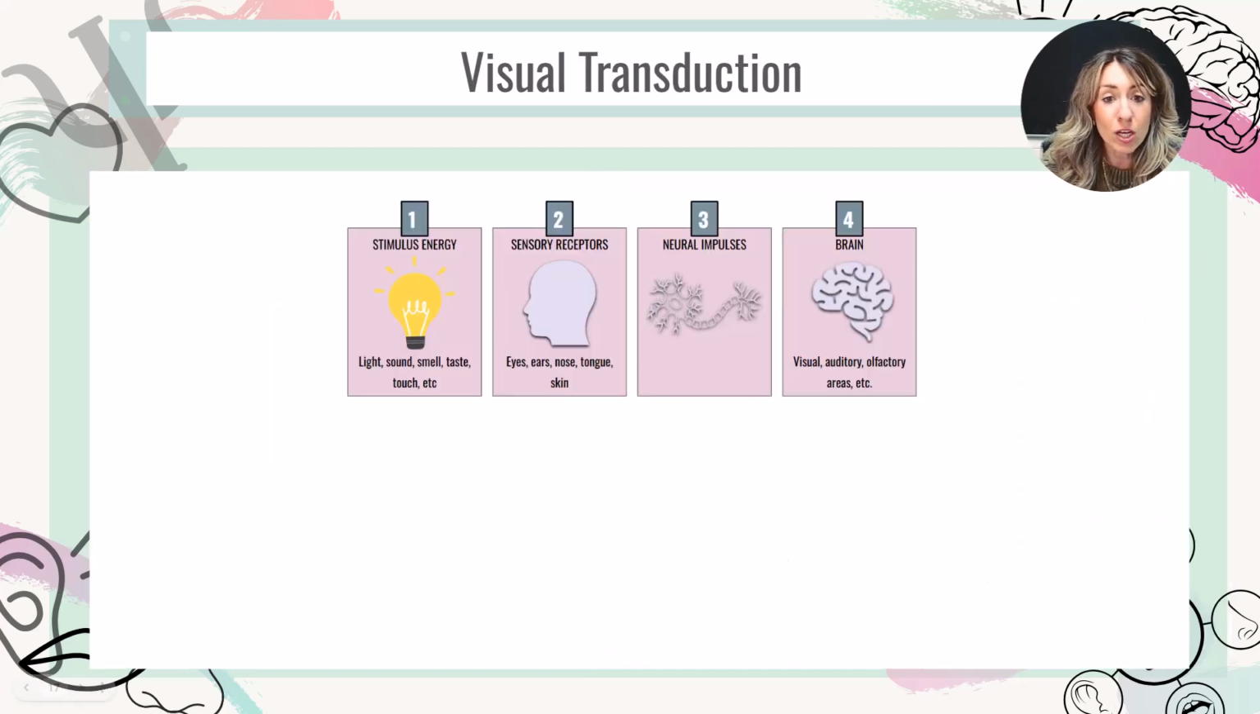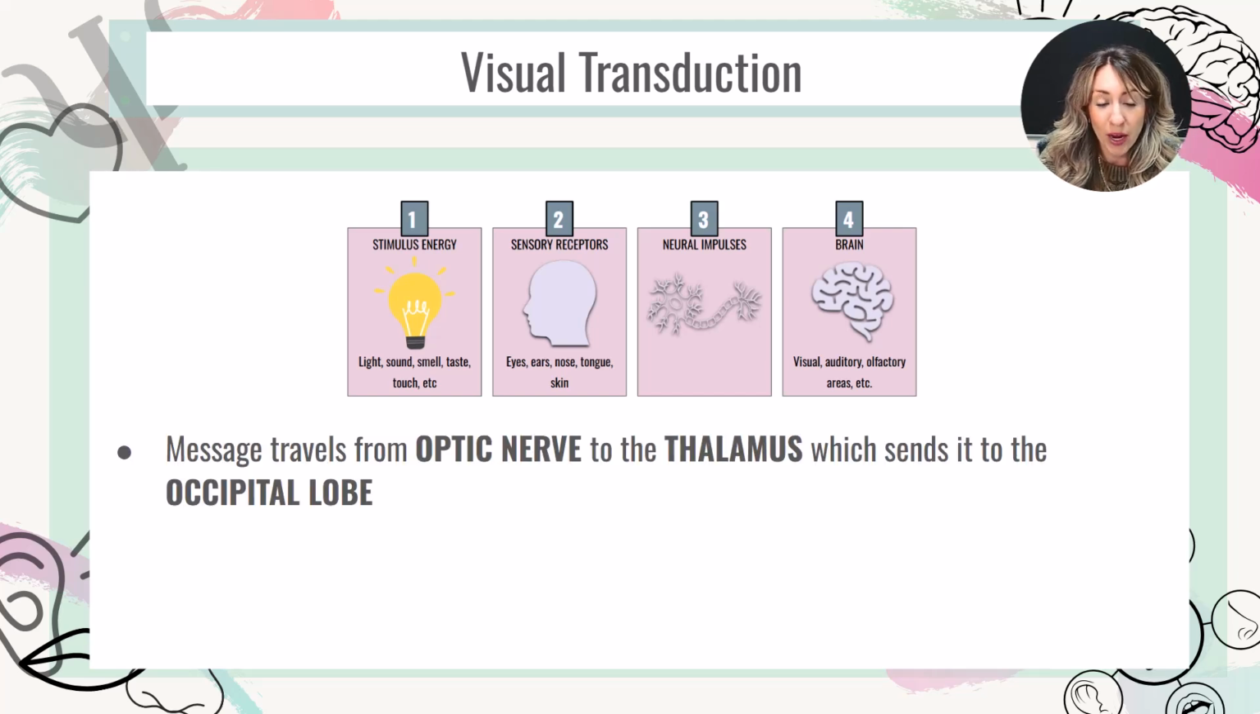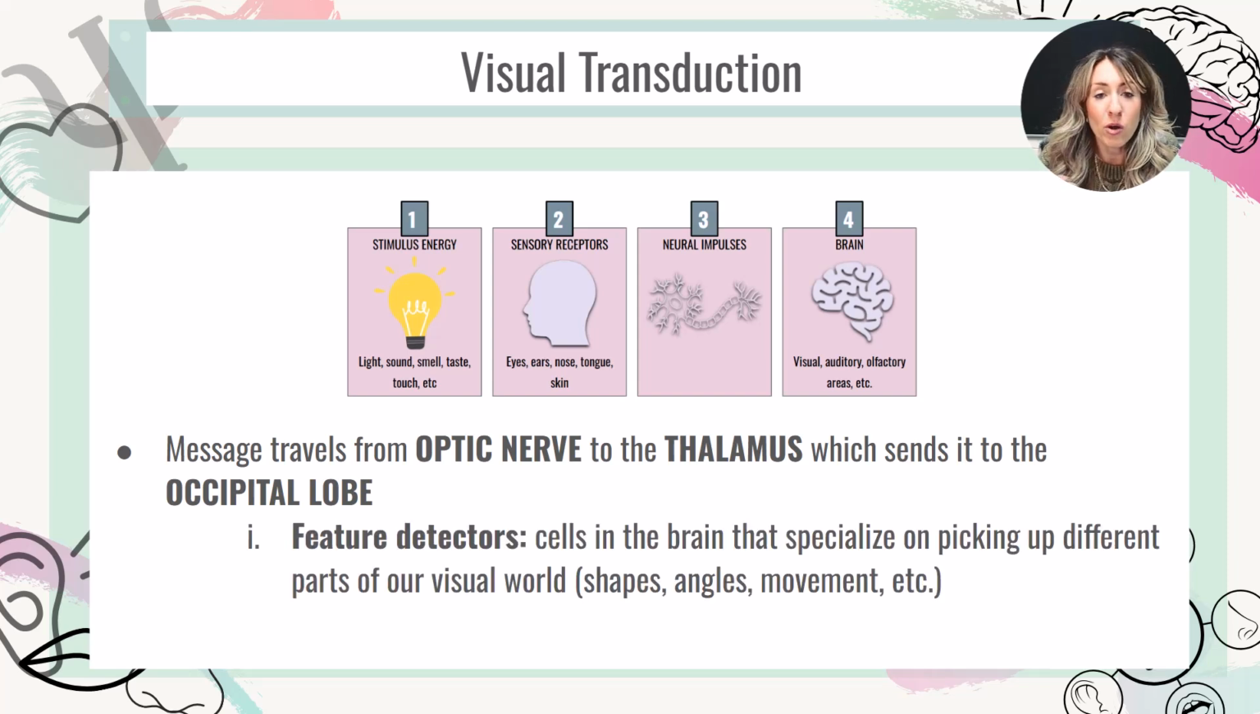So if we take a look at our steps here, we've talked about the light waves, we've talked about the eye, we've talked about the rods and cones that change it to a neural impulse. Now we just need to focus a little bit on the brain. So we learned this in the bio unit, right? The optic nerve takes the message to the thalamus, that sensory relay station, and the thalamus then sends the message to the occipital lobe.